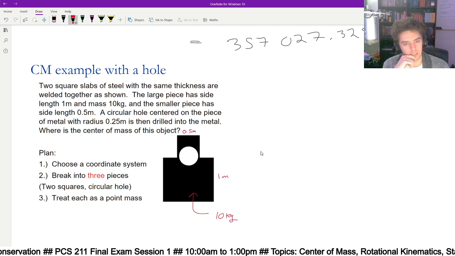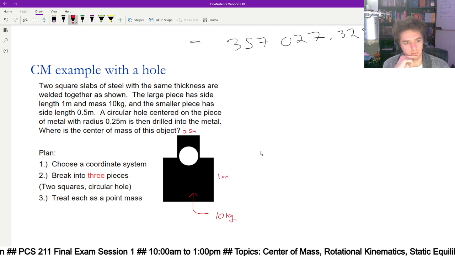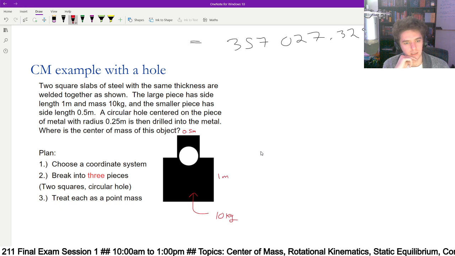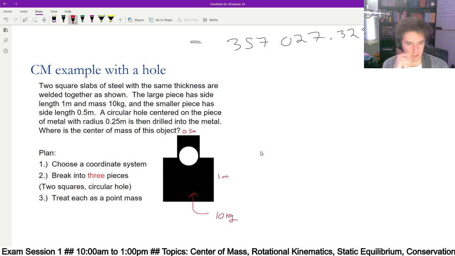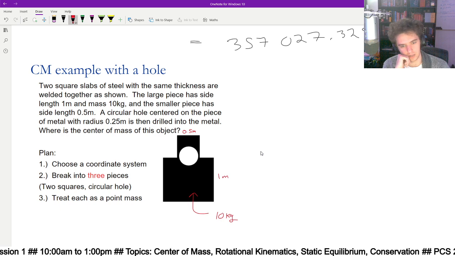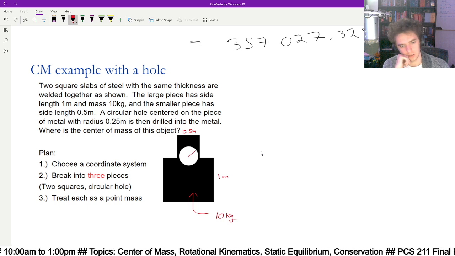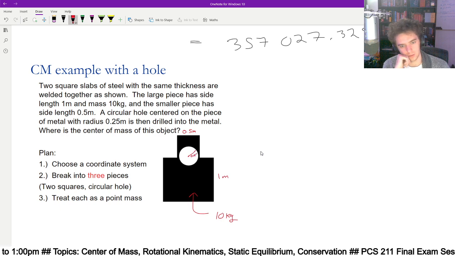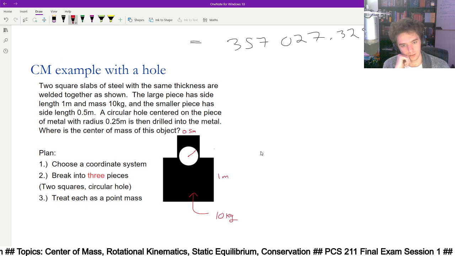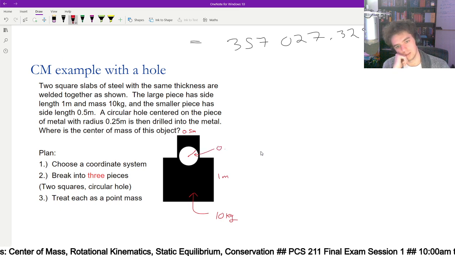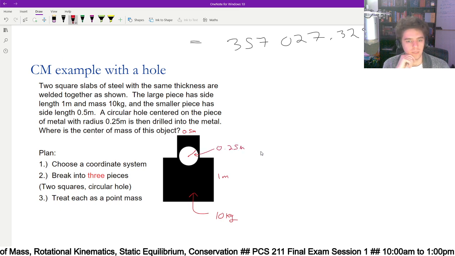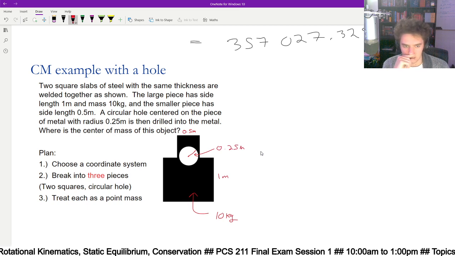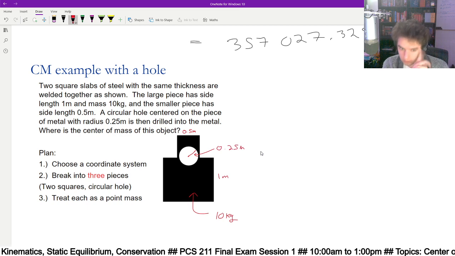A circular hole centered on the piece of metal with radius 0.25. That's 0.25, tiny little writing. Okay, I'll just put an arrow. 0.25 meters is drilled into the metal. Where is the center of mass of the object?